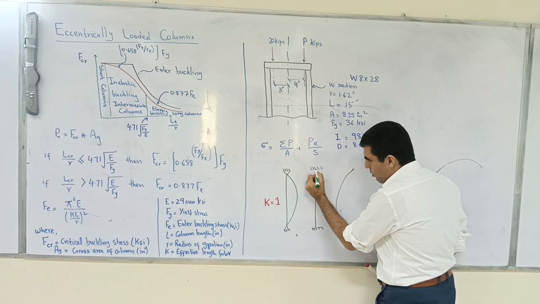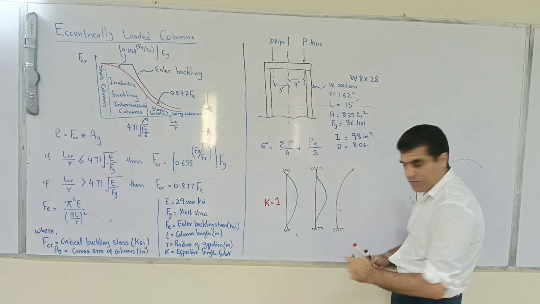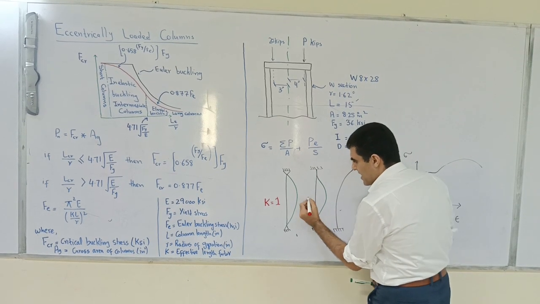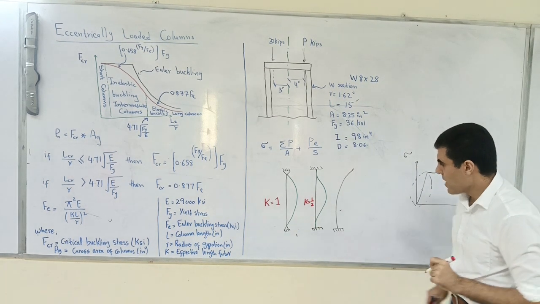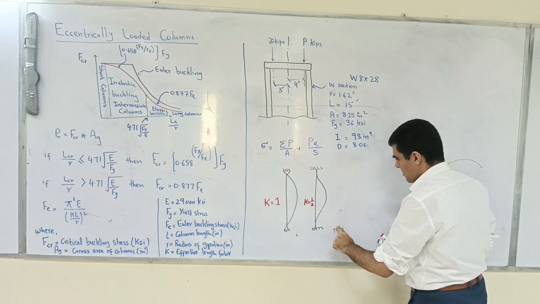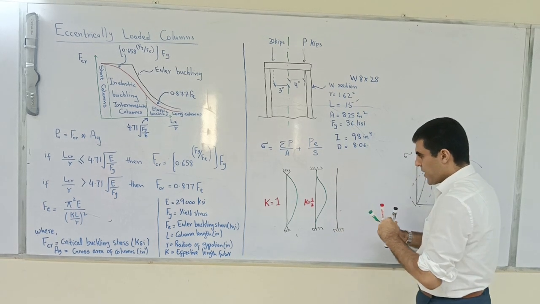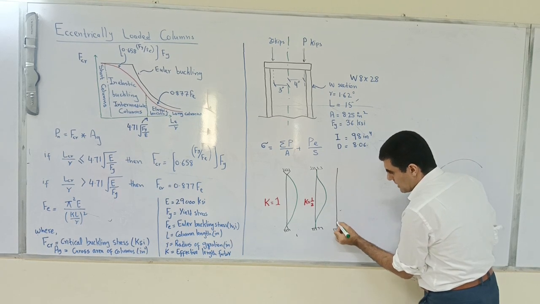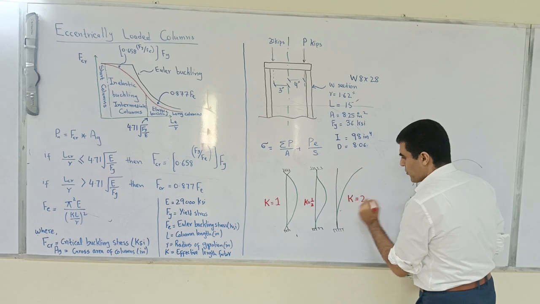However, if it is fixed at both ends, this will buckle like this. Okay, because of the fixed ends, they won't allow this to move. So your K value in this case is half. If it is straight like this, with one end fixed and another one free, so this is more critical. And the K value in this case is 2.